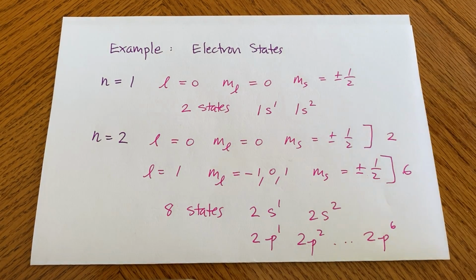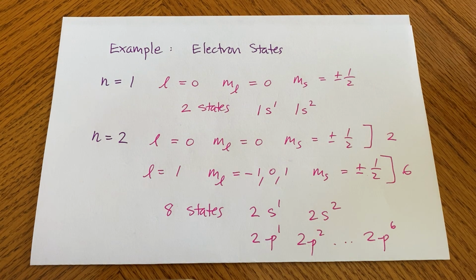To understand how atoms work, you really need to know the Pauli exclusion principle, which says that all electrons have to have a unique set of quantum numbers. So they can't have the exact same quantum numbers. At least one of the numbers has to be different.